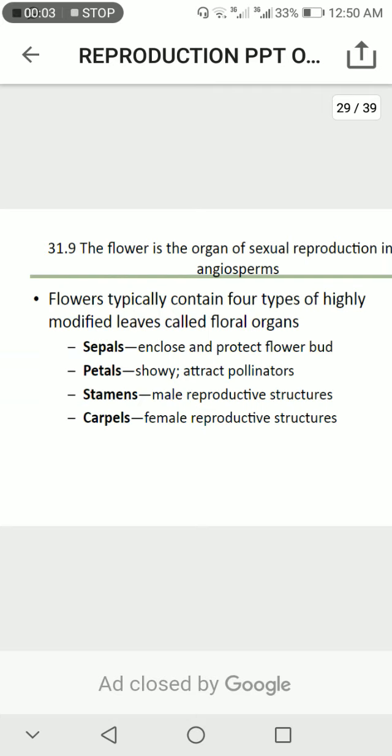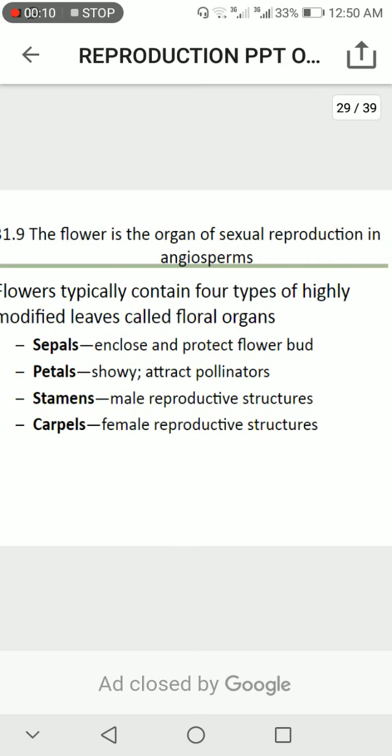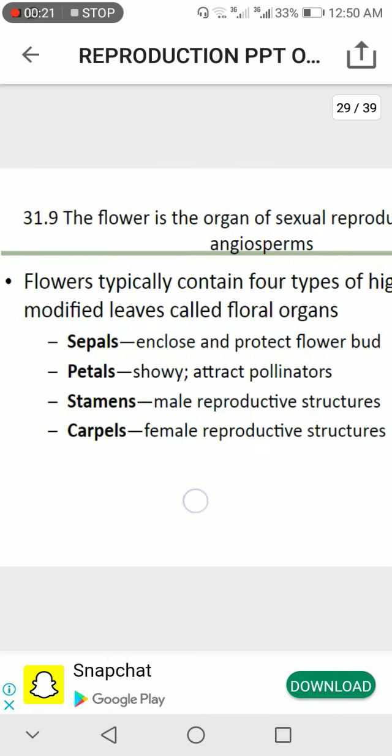Assalamu alaikum. This is the third part of reproduction in plants. As I previously told you, the flower is the reproductive part of the plant body, and when we talk about sexual reproduction in plants, we talk about the flower.